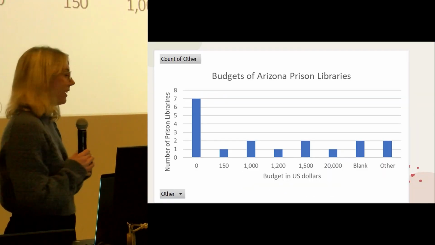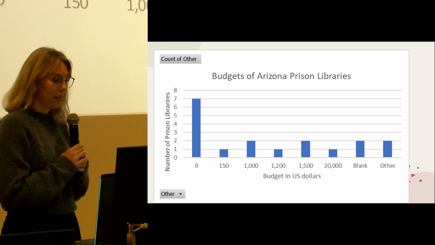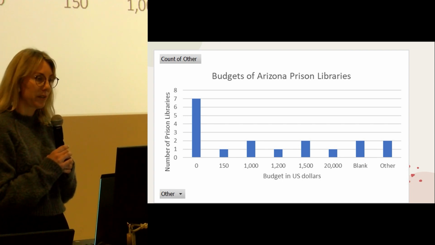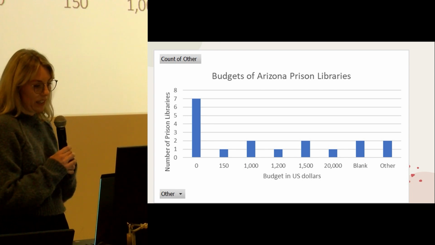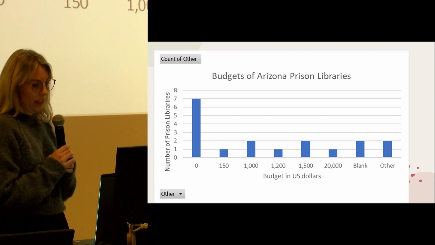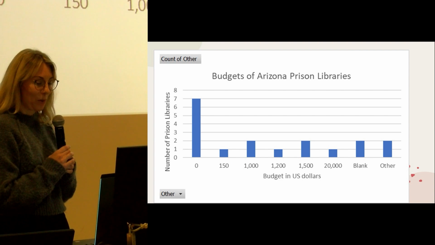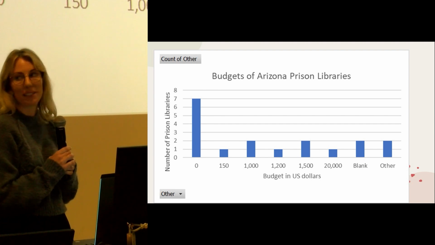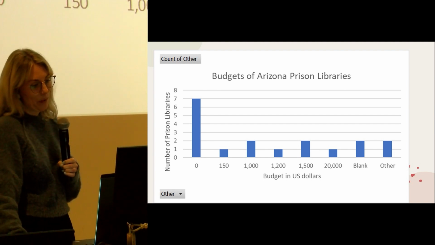The budgets get even worse. Seven libraries had zero budgets, like they have no money going towards library services. And then, as you can see, it's pretty minuscule, except for one library that reported $20,000 as their budget, which would be phenomenal. I have to assume that is an error, and they probably meant to say 2,000, but we have not verified.